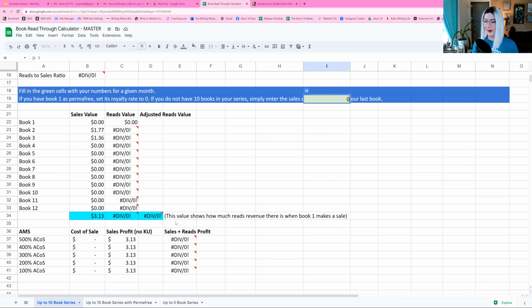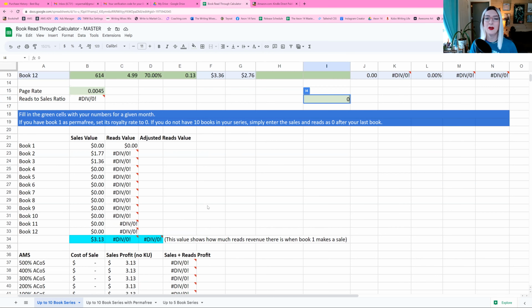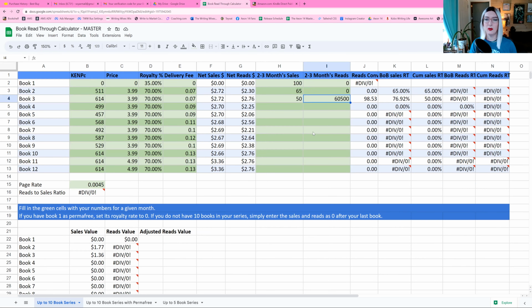For anyone who's interested, by the way, I am building software to do all of this down the road. So eventually we can move away from a spreadsheet and actually have a cool program that will do all this work for us. But for now, you've got to use a spreadsheet, and hopefully it's not too hard. It doesn't cause anyone undue strain, and you'll be able to make the most of it and figure out what your read through value is.